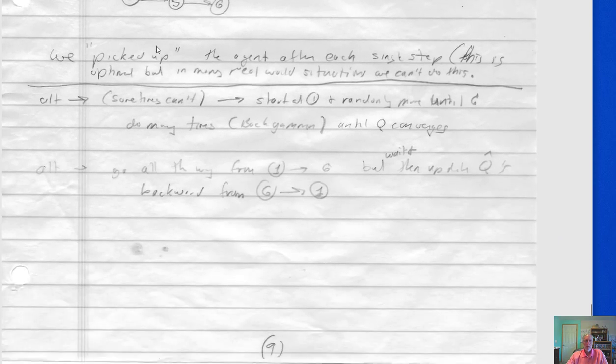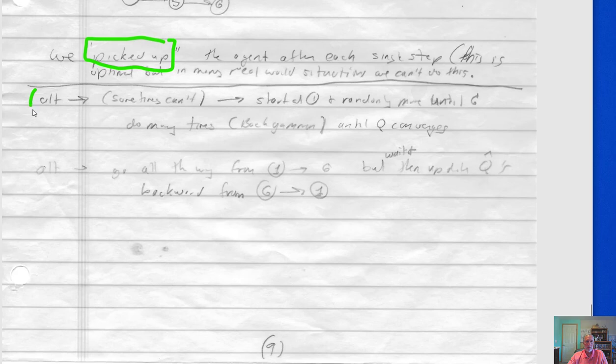Okay, so we literally picked up the agent every time. We said, okay, we're going to start out in 5, and then we worked that, and then we moved it over to 4. This is optimal if you can start near the goal and pick the agent up, but in many real-world situations, you can't do this.